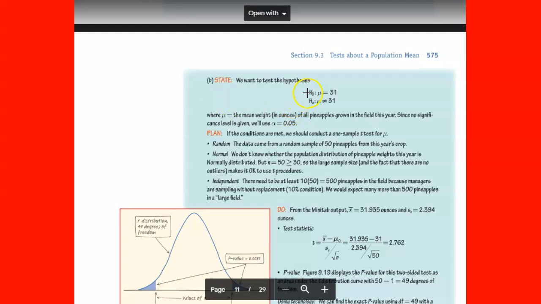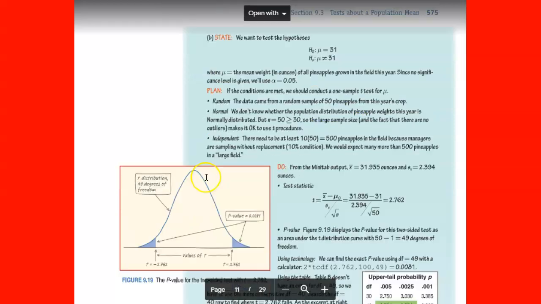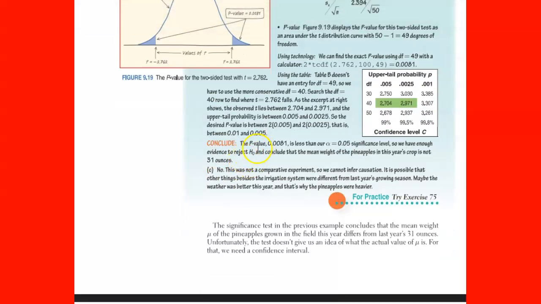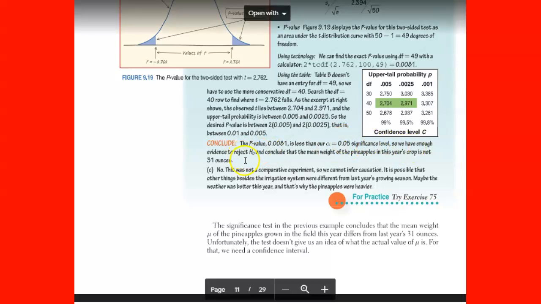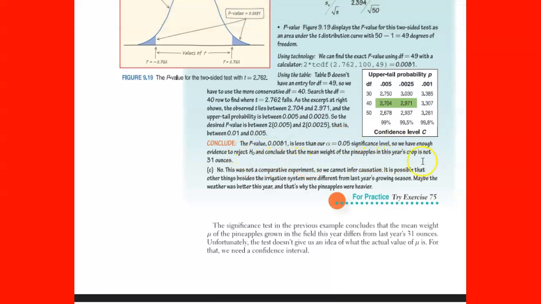If the p is low, I would reject the null hypothesis, and I would say I have evidence that the mean is now something different than 31. I'm actually kind of inclined to think it might be higher than 31, but our test just showed I would reject the hypothesis that says it's still 31. Now I have evidence that it's something else, which is exactly what he says here. The p-value of 0.0081 is less than our alpha 0.05, so we have enough to reject the null hypothesis and conclude what's stated in the alternate.